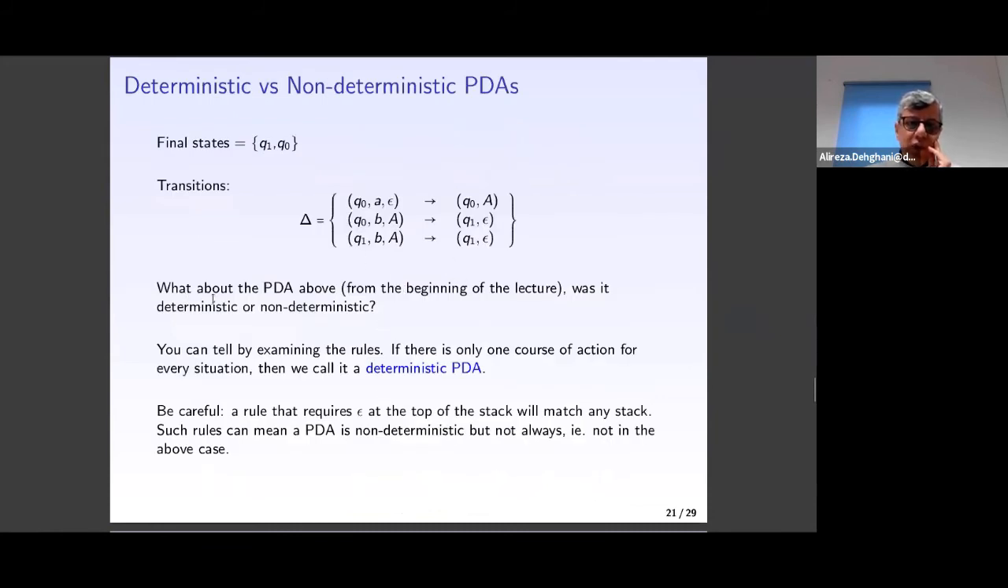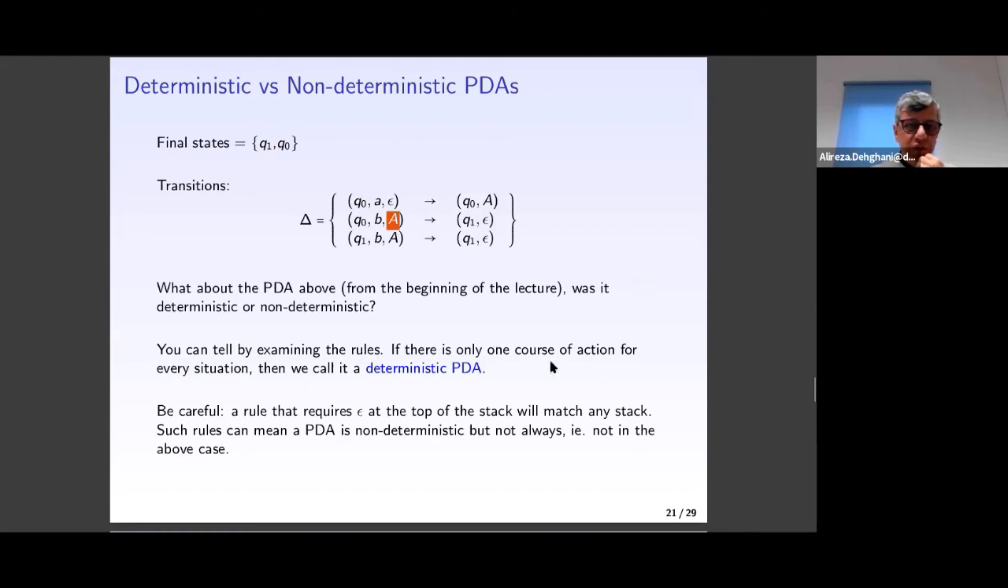Okay, so what about the PDA from the beginning of the lecture? Was it deterministic or non-deterministic? You remember I had the PDA like that. The final states are like that, and I have these transitions. I'm in state Q0. If I receive A, no matter what is on the stack, I have a definition for that. In state Q0, if I receive B and have A on the top of the stack, I will go to this state, and if I'm in here, what will happen? You can tell by examining the rules.